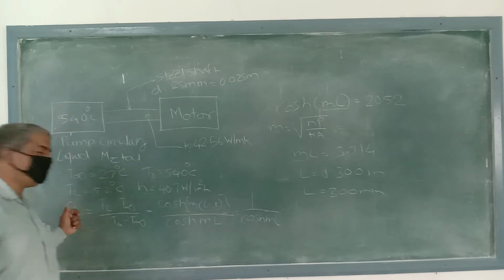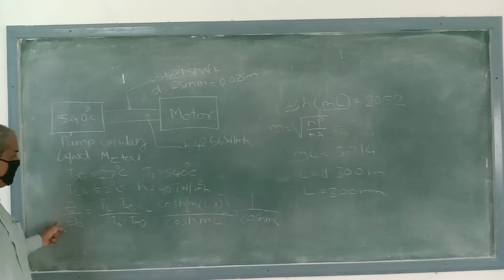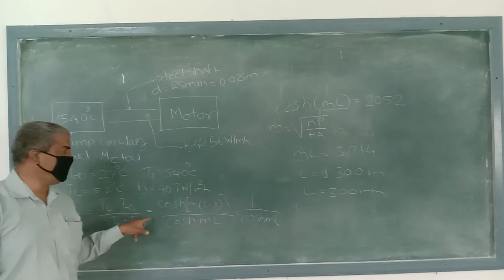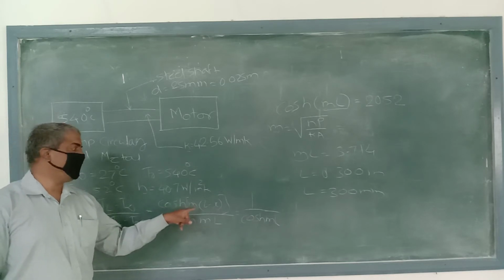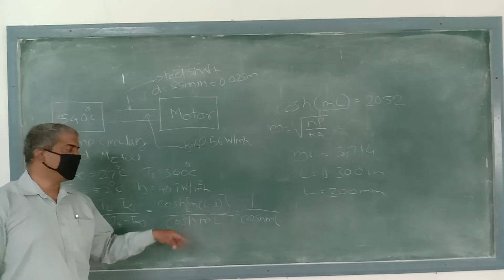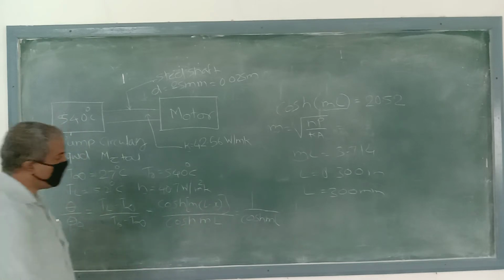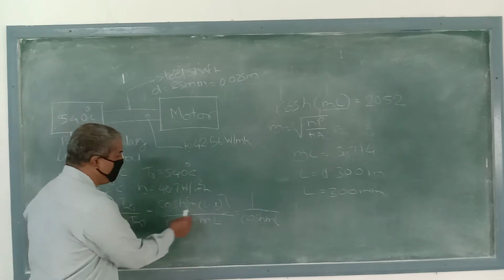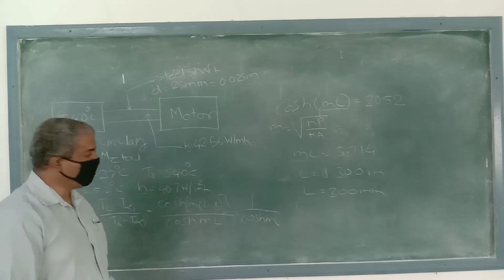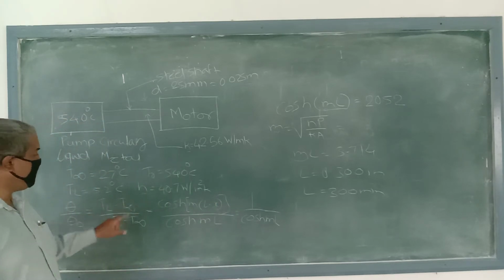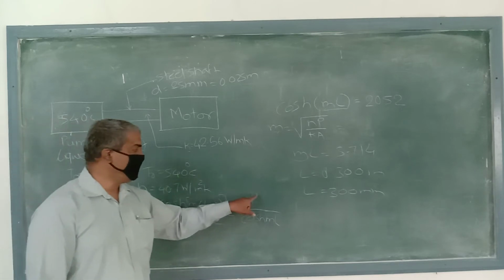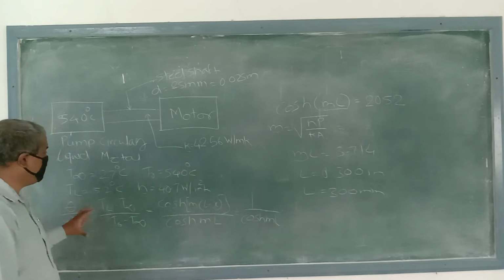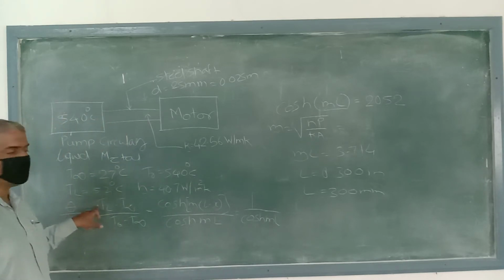In this temperature distribution formula, theta upon theta 0 is equal to (T minus T infinity) upon (T0 minus T infinity), which is equal to cosh of m times (L minus x) upon cosh of mL. So as x is equal to L, this value becomes 1. The formula modifies to (TL minus T infinity) upon (T0 minus T infinity), which is equal to 1 upon cosh of mL. Now you are going to substitute the values of temperature in this equation.